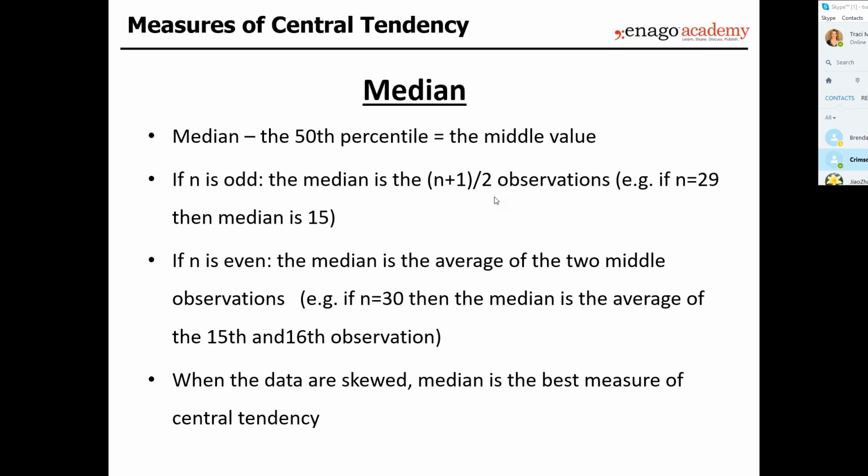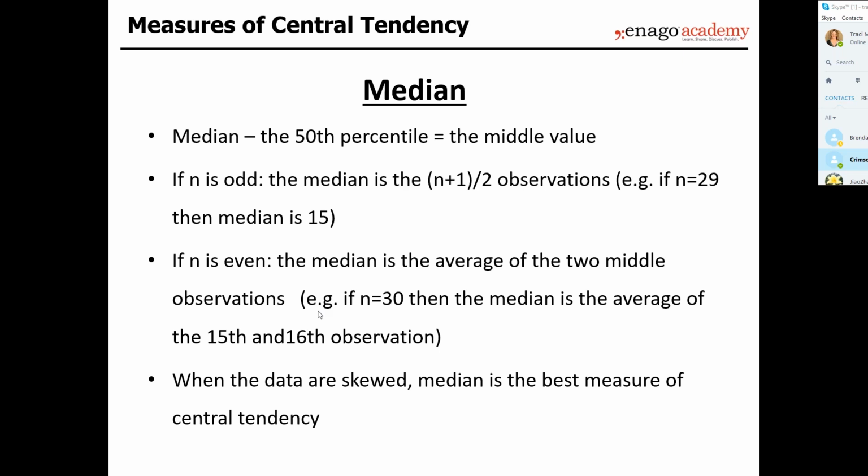When the data are skewed, median is the best measure of central tendency. So remember our slide on histograms. We could be skewed to the left or skewed to the right. Positive skew is to the left, negative skew is to the right.